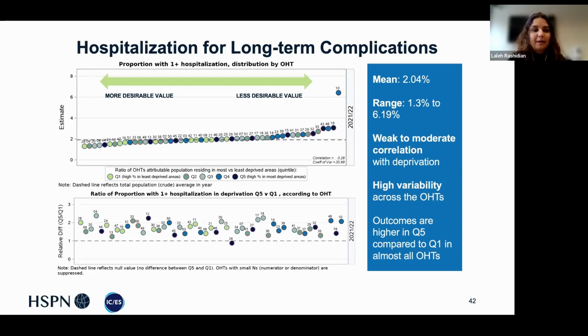And moving down to our bottom panel, you can see that they are definitely not sitting along the line, and almost all of our OHTs are above that 1% line, meaning that patients are getting hospitalized in more deprived neighborhoods at a much higher rate than they are in the least deprived neighborhoods.